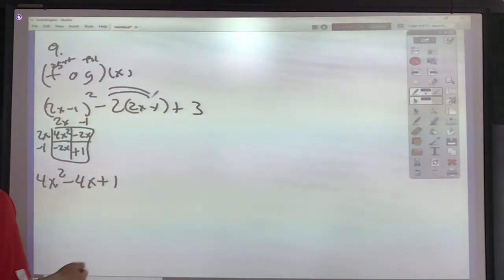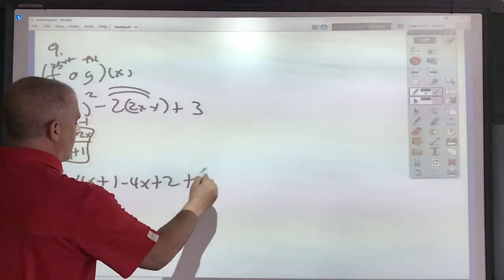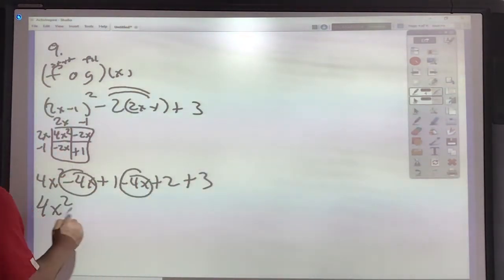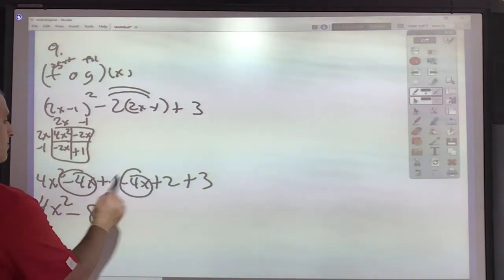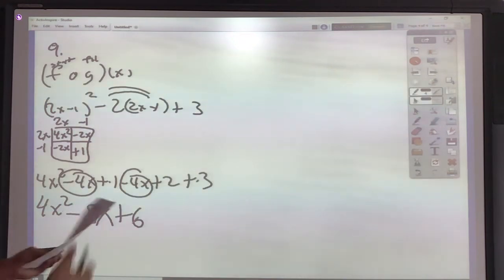Distribute that negative 2, so that's going to be negative 4x plus 2, with the plus 3 out here. All right, I got 4x squared. These would combine to be negative 8x. 1 plus 2 plus 3 would be 6. Okay. G of f of x.